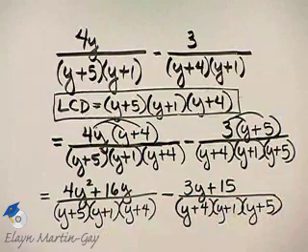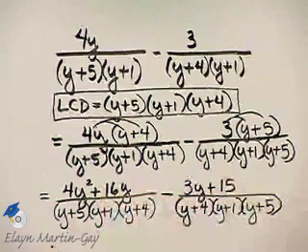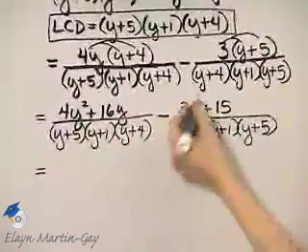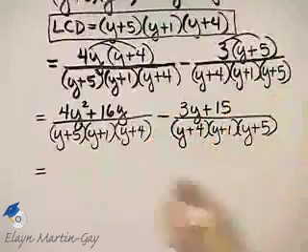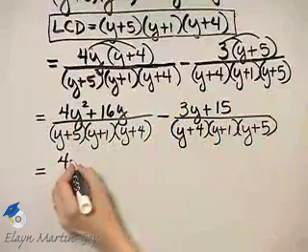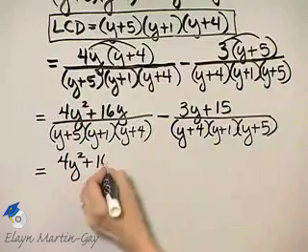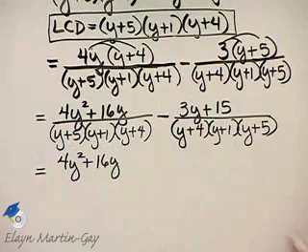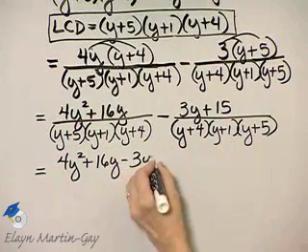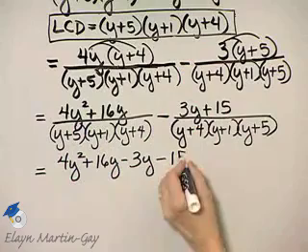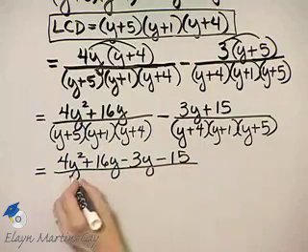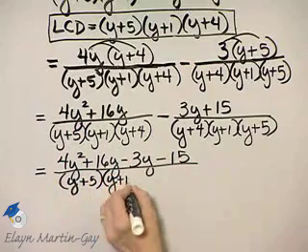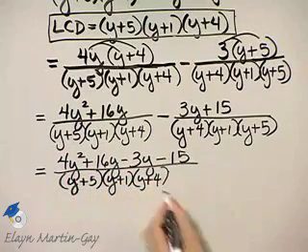That gives me the right to combine the numerators, but you've got to be very, very careful, because I have to subtract this entire second numerator. So in other words, it's 4y squared plus 16y, and then it's minus parentheses 3y plus 15, so it's minus 3y minus 15 all over then a single LCD, y plus 5 times y plus 1 times y plus 4.